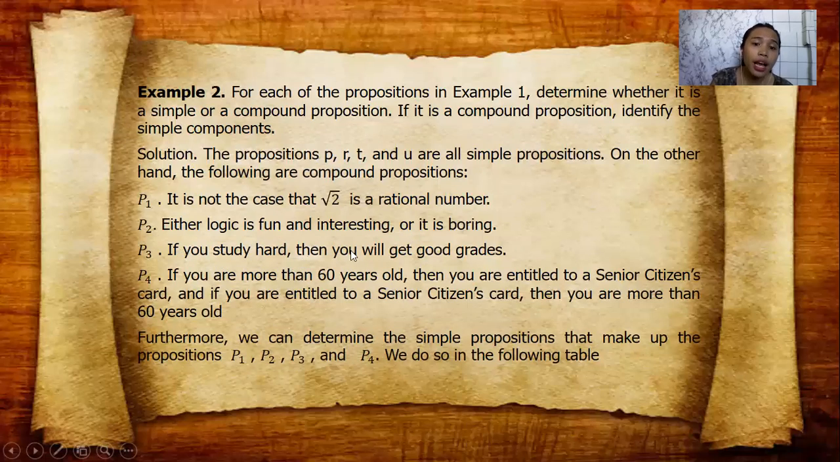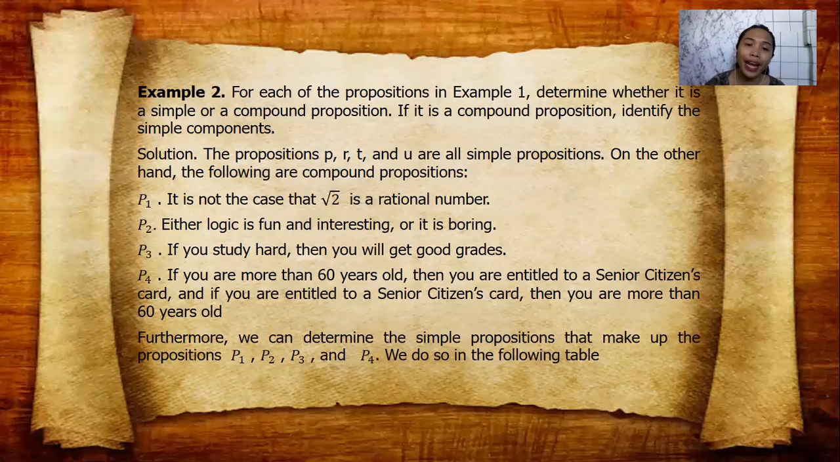P sub 3: if you study hard, then you will get good grades. This statement uses the connectors if and then. And then P sub 4: if you are more than 60 years old, then you're entitled to a senior citizen's card, and if you are entitled to a senior citizen's card, then you are more than 60 years old. Still a compound proposition because it uses the connectors if and then. So these four statements are examples of compound propositions.